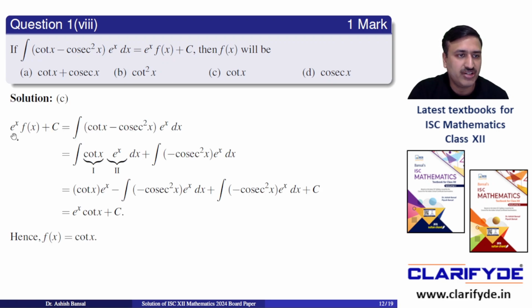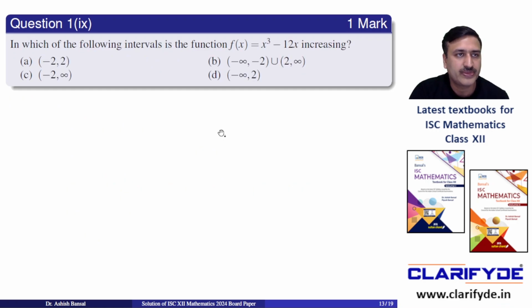The reason is, if we write e^x f(x) plus c equal to this integral, we can separate the integral into two parts, and then applying integration by parts to the first integral, we get these two values. This second integral and this third integral get cancelled and we are left with e^x cot x plus c. Comparing the two sides, we can easily get that f(x) equal to cot x. So option C is correct.